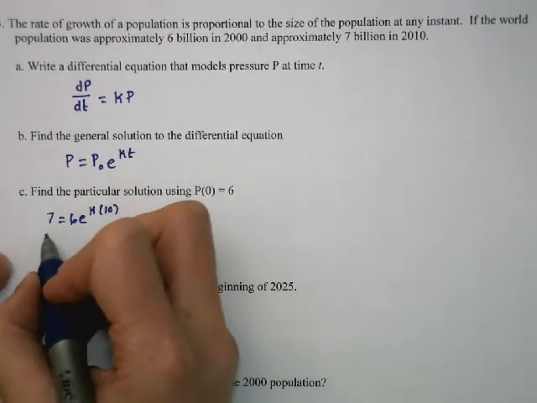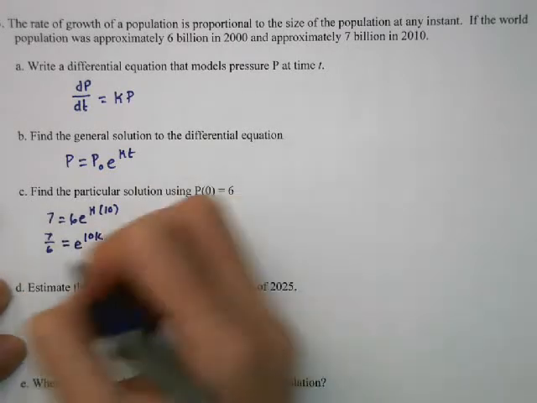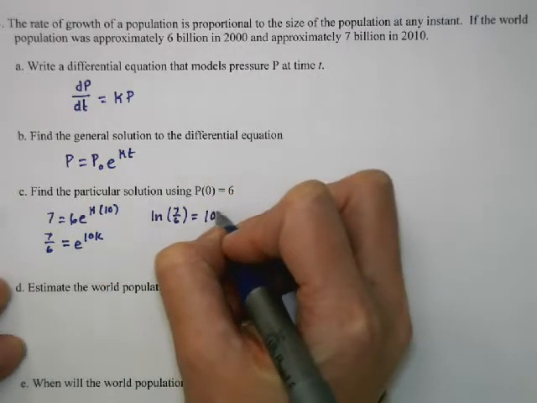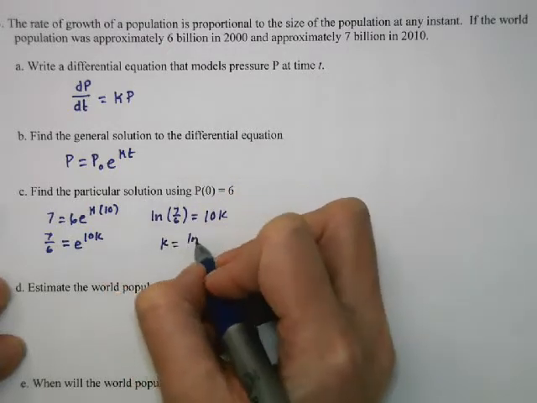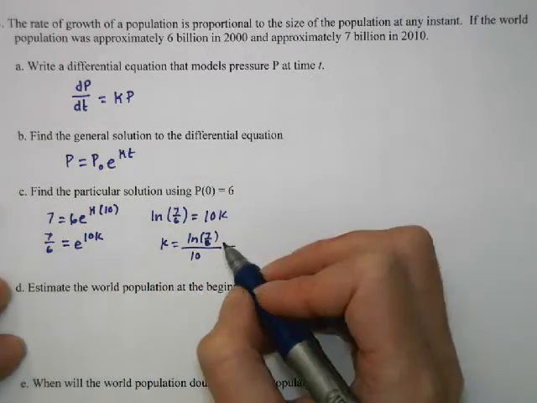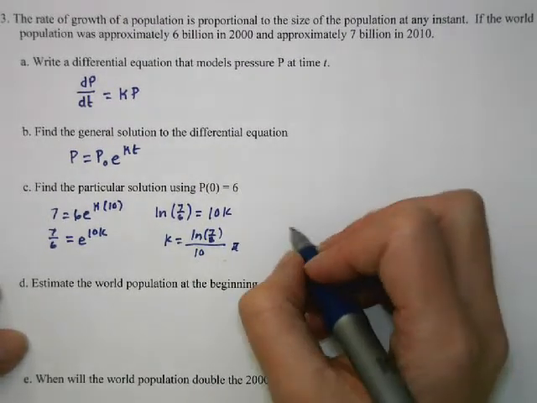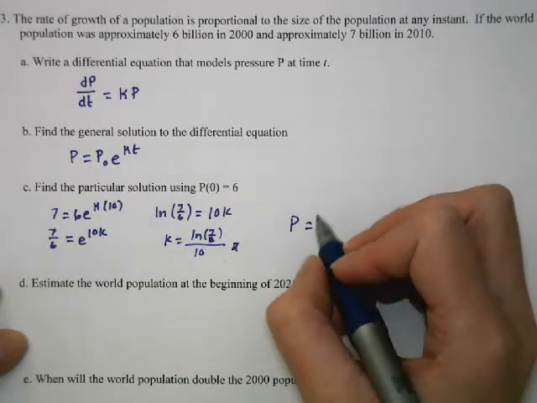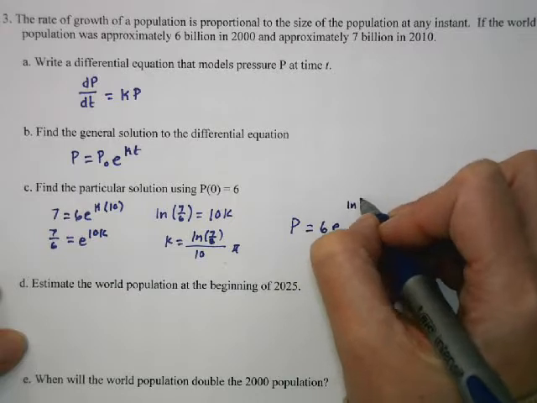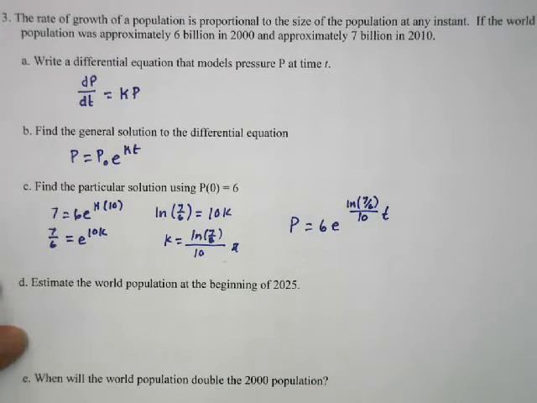And again, solve this. So we're going to divide by 6, take the natural log, and divide by 10. Gives us a k value, and I'll just leave it like that because these numbers aren't bad. So my general thing, and again, you can use a lot of decimals to overcome that. So my k is going to be the natural log of 7 over 6 over 10 times t.